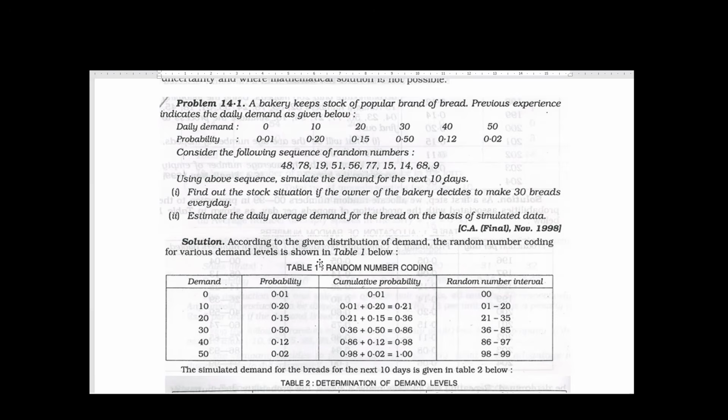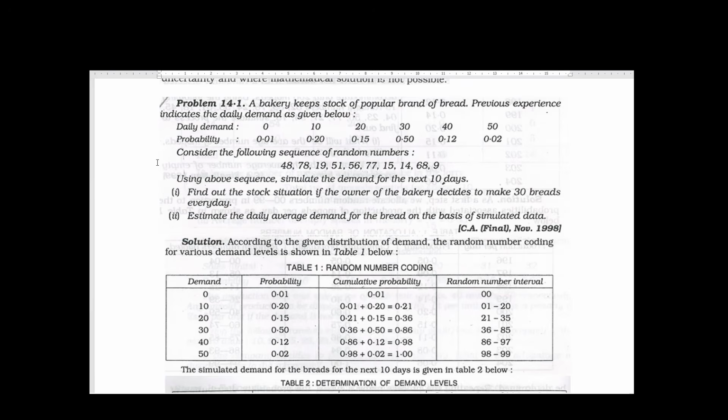So the bakery experiences a demand of 0 with probability 0.01, a daily demand of 10 with 0.20, 20 with 0.15, 30 with 0.5, 50% of the time, 40 with 0.12 and 50 with 0.02. Sometimes instead of probability, the number of days is given. So the number of days for that particular demand divided by the total number of days will give you its probability.